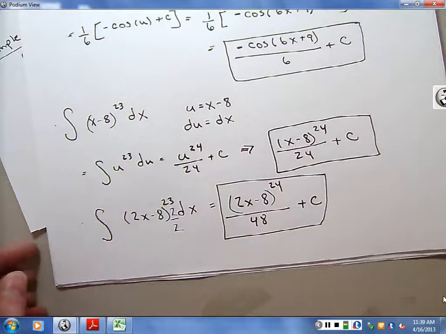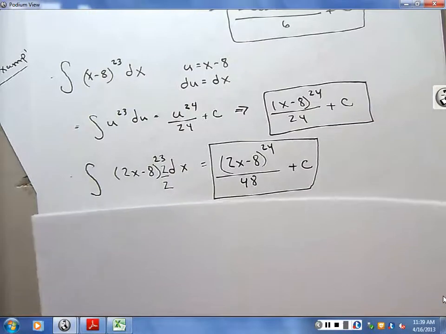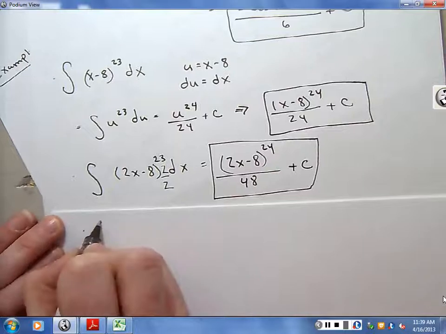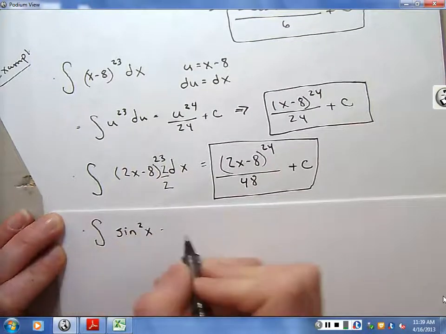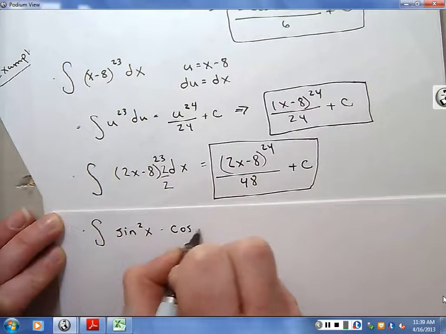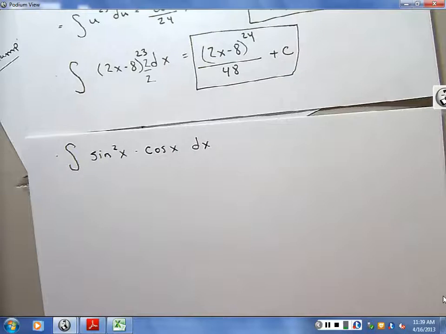So let's look at another example. The integral of sine squared x times cosine of x. What am I going to have my u be? Sine, because the derivative of sine is cosine. And that cosine of dx is going to cancel nicely. And I'm going to have u squared. I can integrate u squared.